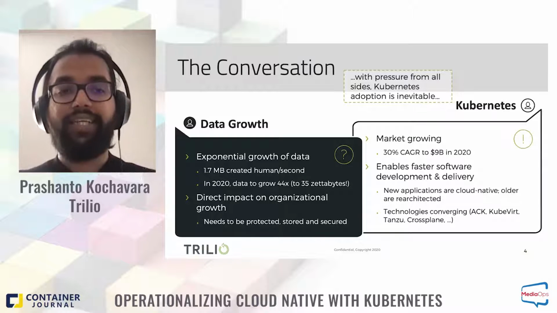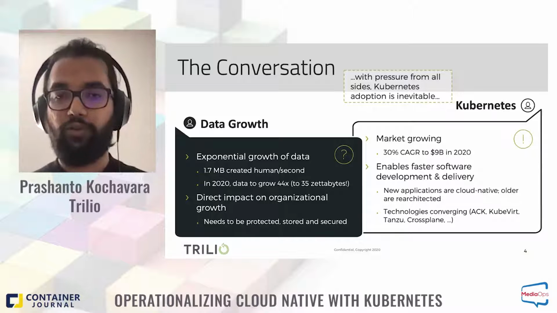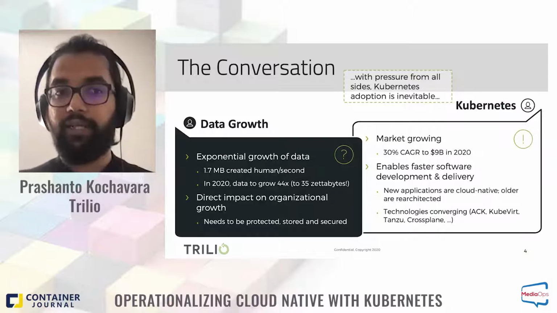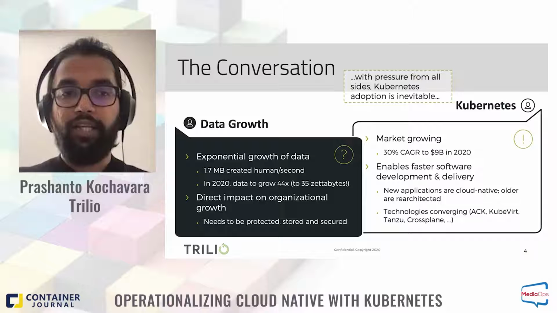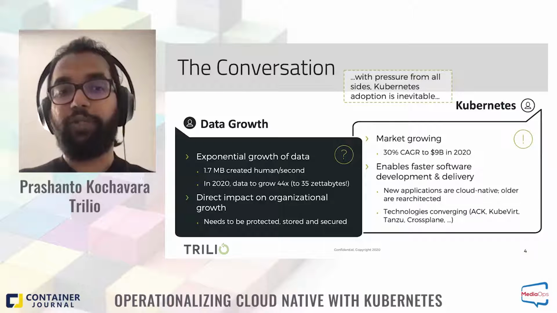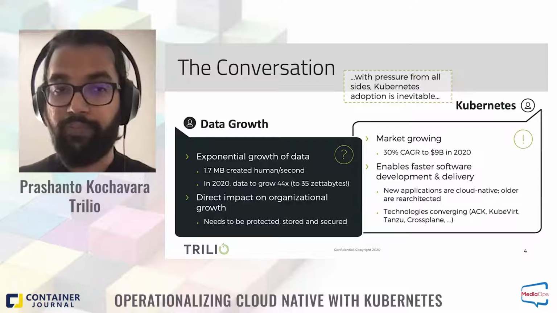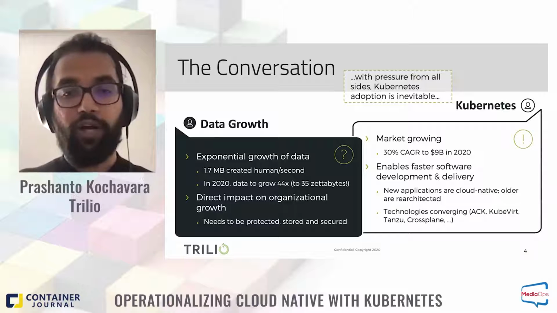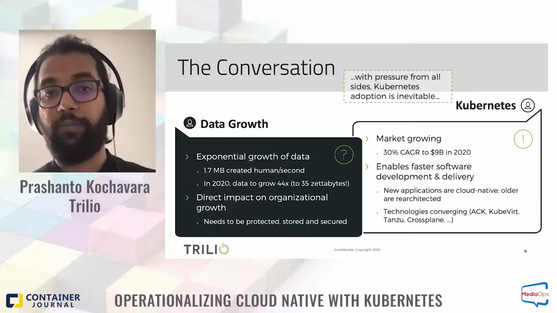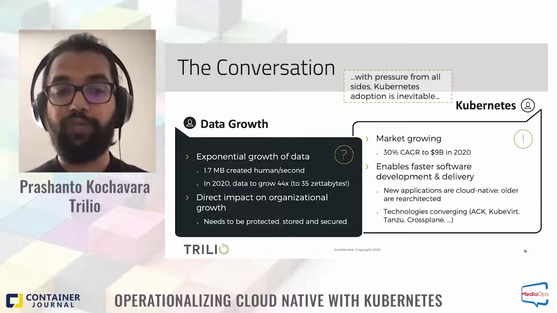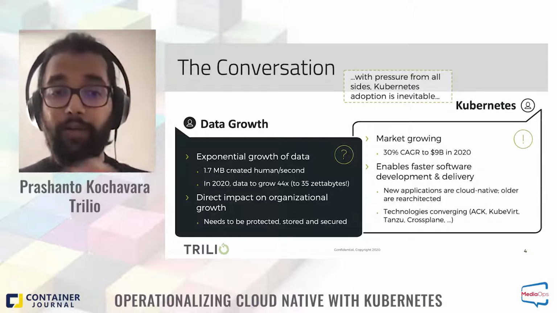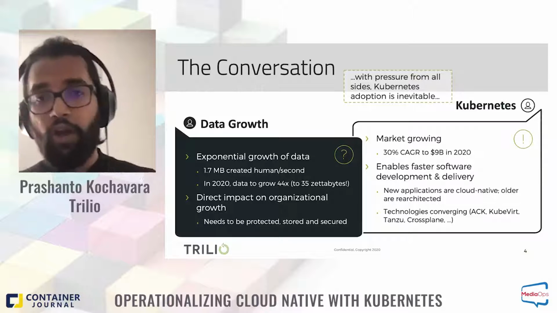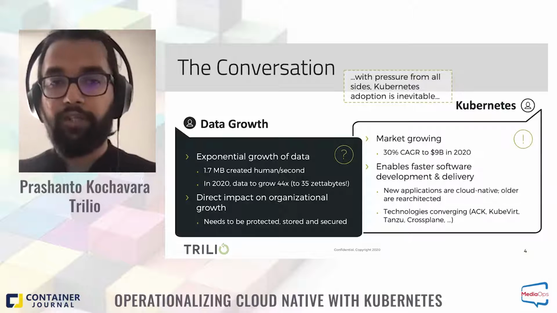And data has a direct impact on organizational growth. Why? Because data is directly used for analytics. It is the key engine, the most important aspect of what machine learning and artificial intelligence depend on. So if an organization has to look into the future as to how they shape up their venture and how they maneuver through this modernization journey, data becomes very, very important. And because it is important, it needs to be protected, it needs to be stored, and it needs to be secured.